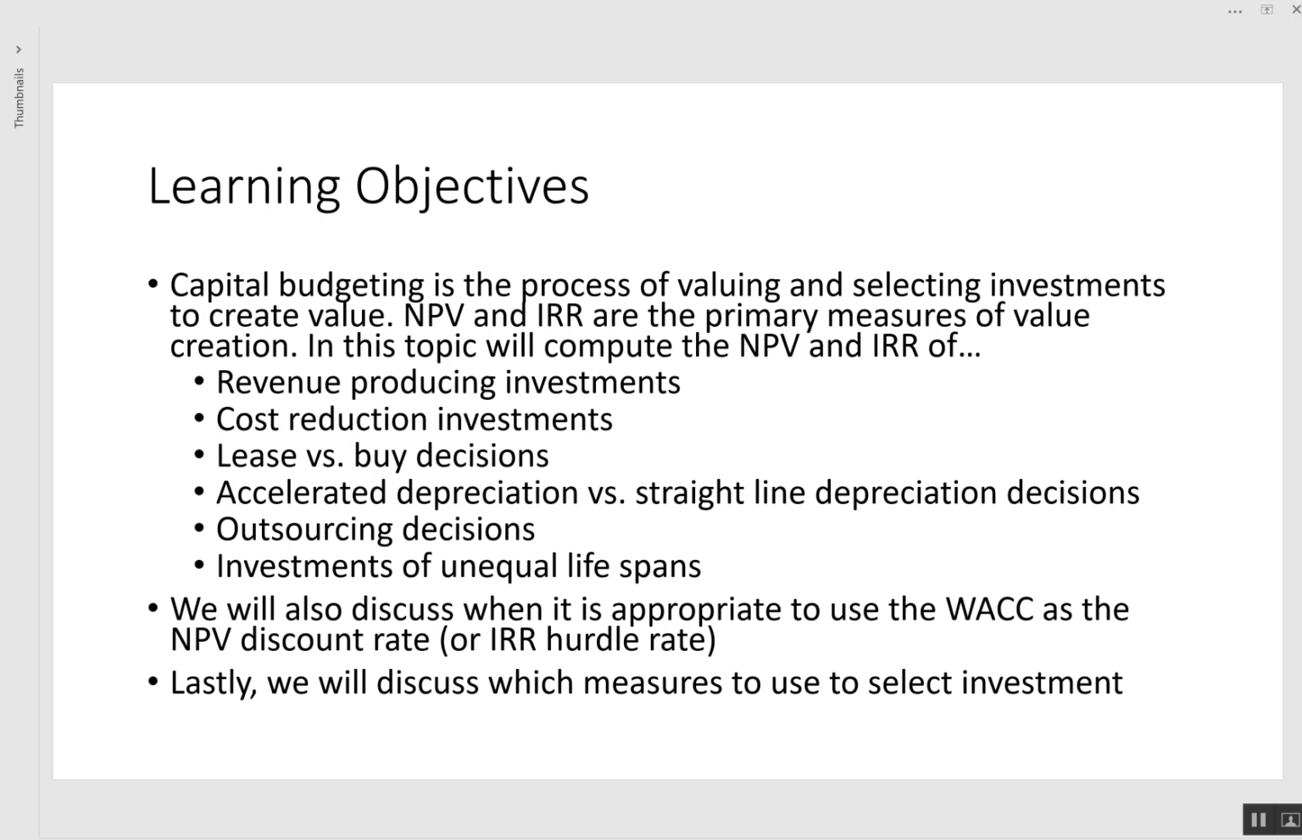In this topic, we're going to calculate the NPV and IRR of revenue-producing investments, cost reduction investments, lease versus buy decisions, accelerated depreciation versus straight line depreciation, outsourcing decisions, and investments of projects that have unequal lifespans. We'll also talk about when it's appropriate to use WACC as your NPV and IRR discount rates. And then we'll talk about other measures and which measures to use ultimately to determine which projects to accept.